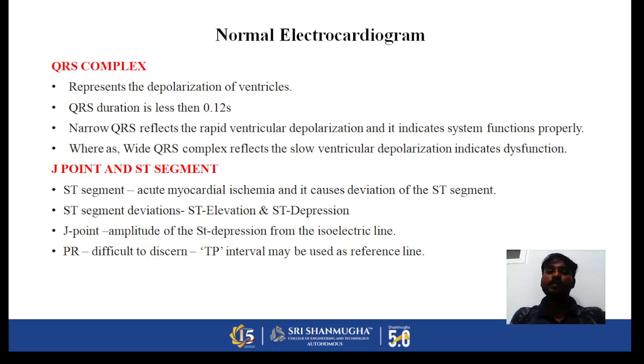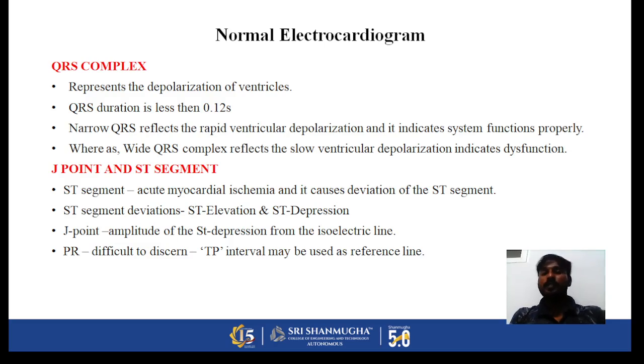QRS duration is less than 0.12 second. A narrow QRS reflects rapid ventricular depolarization and indicates the system functions properly, whereas a wide QRS complex reflects slow ventricular depolarization, which indicates dysfunction of the heart.